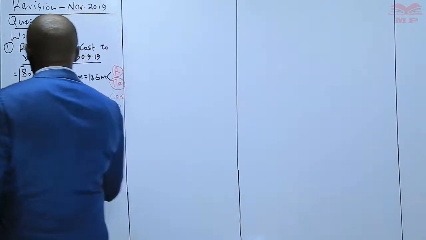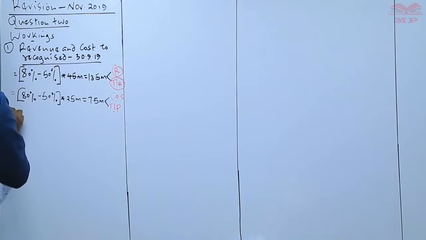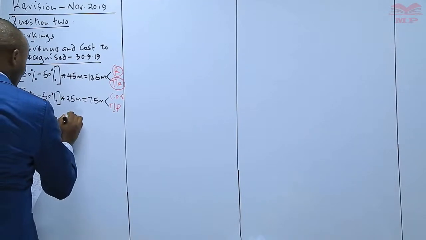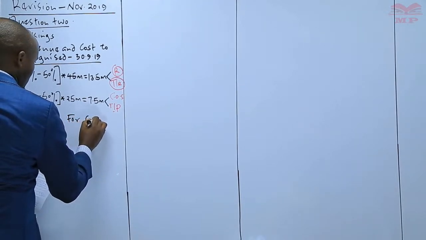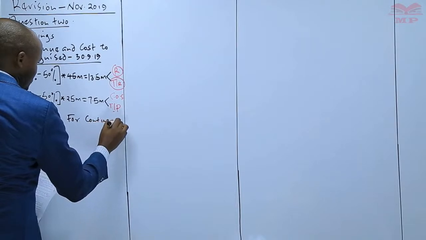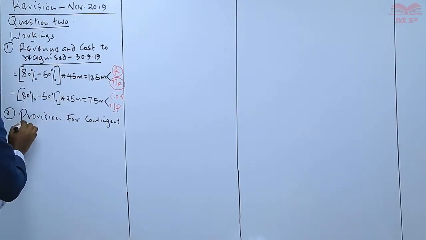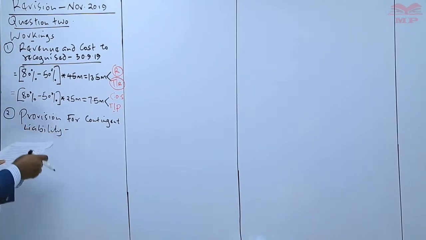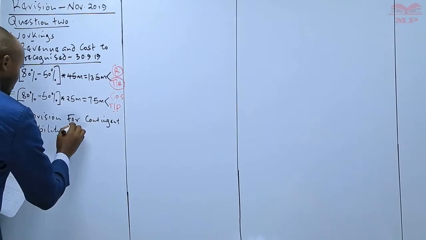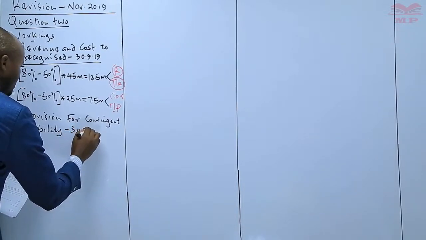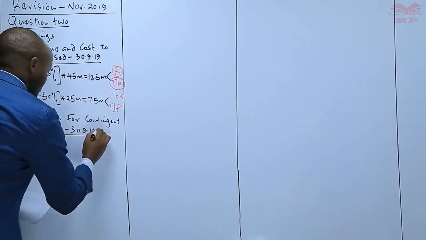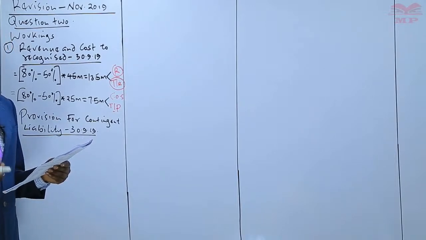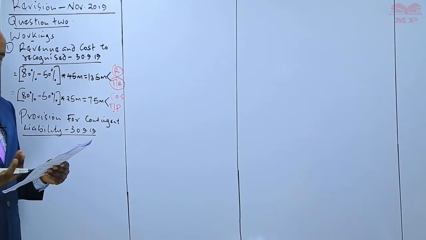So therefore, in respect to that point number 2, what we need to do is basically to determine the provision for the contingent liability which was supposed to be made by the company as at the end of the year, that is on 30th September 2019. So the first thing we need to do here is to determine what is the present value of these particular damages which will be paid.